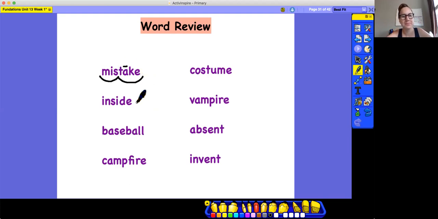All right, next word. That's the word inside. So I'll scoop inside. Great job. And then the I is saying I. That's why we've got that magic E, inside. What's the next word? Baseball. So I'll scoop base, ball. And I have the long vowel A here and the A-L-L glued sound, which is why it's all, baseball.